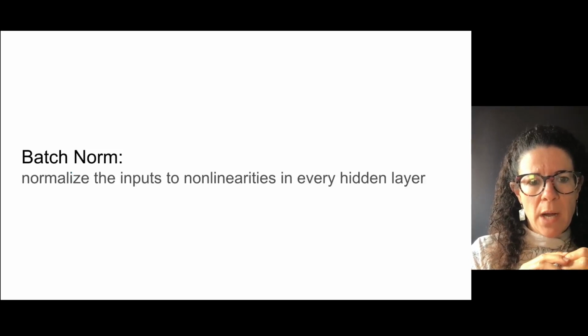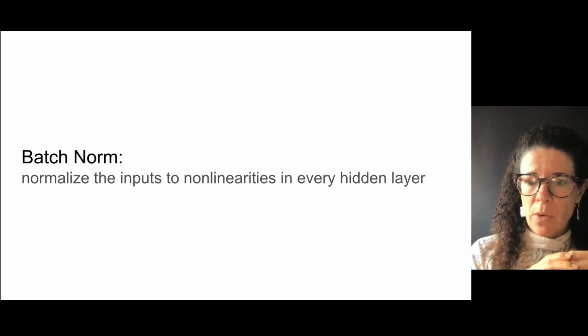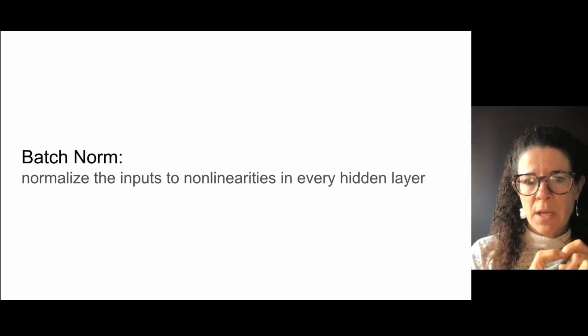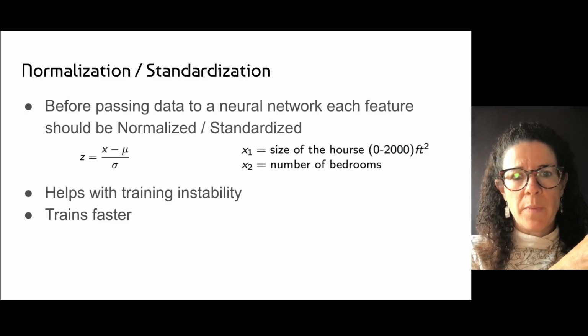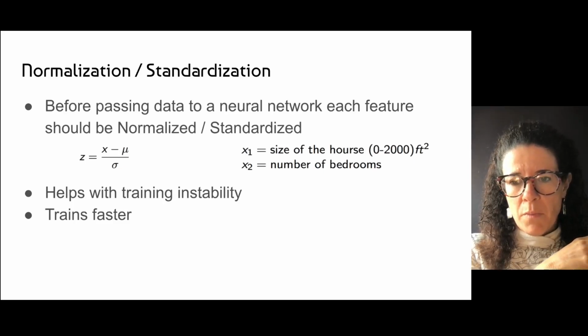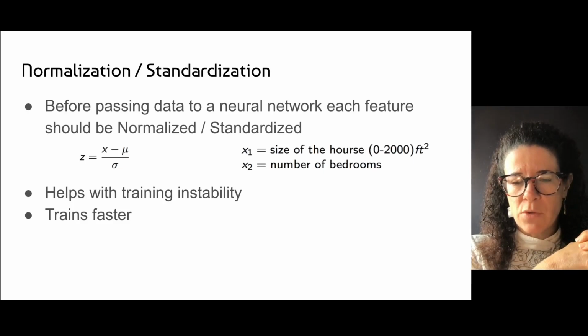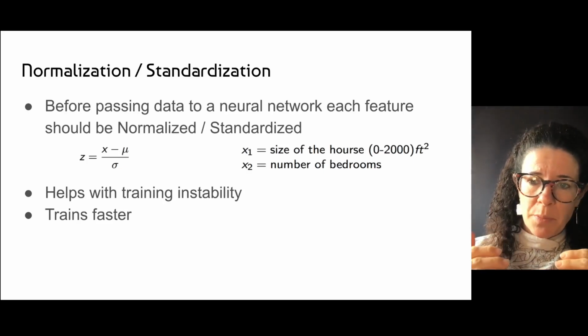So now I want to talk about batch norms, which is something that you have seen that I use in some of the neural network examples, in particular one for the homework. So basically batch norm is normalizing the inputs to every hidden layer. So we know that before we pass our data into our model, we should normalize, because basically it helps the model train faster, and it helps with training instabilities. So you always have to normalize before you use linear models or neural networks. Okay, so that's the input, right?